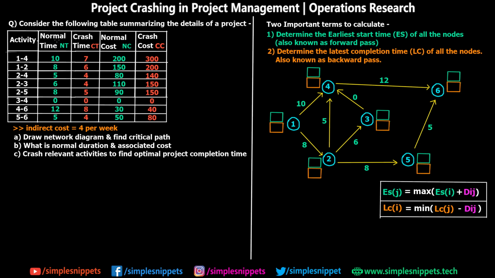And then we also have their associated normal times. So activity 1 to 4 takes 10 weeks, right? So this is given in the table. This is what I've written over here for all the activities. So you can pause the video and quickly draw this. We've already seen a lot of examples of network diagram in the previous many videos of this series, so that's why I did not draw it from scratch.